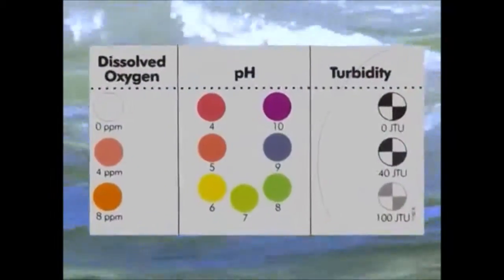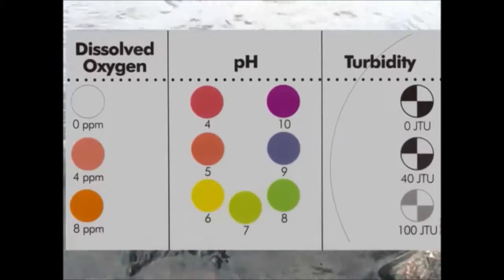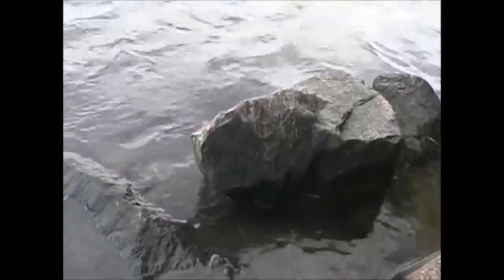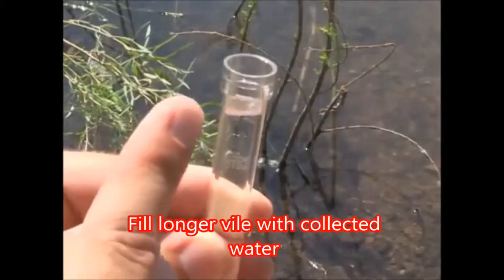The final test is for pH, which is a measure of whether the water is acidic, neutral, or alkaline. Aquatic wildlife thrive when the water's pH is closer to the neutral value of 7. Values much above or below 7 indicate lower water quality. For this test, use the longer vial and fill it to the 10 milliliter line.